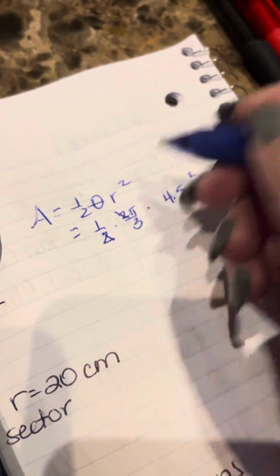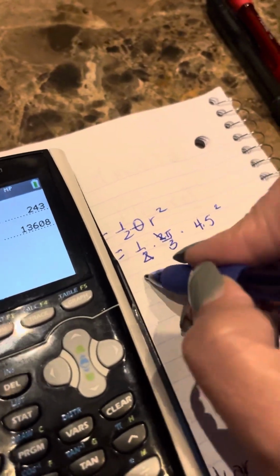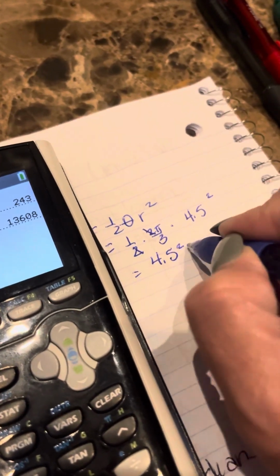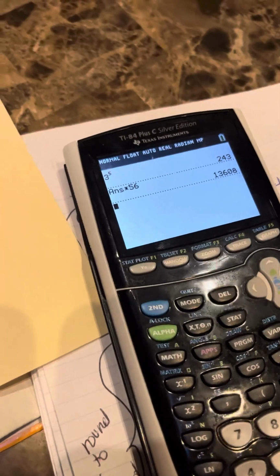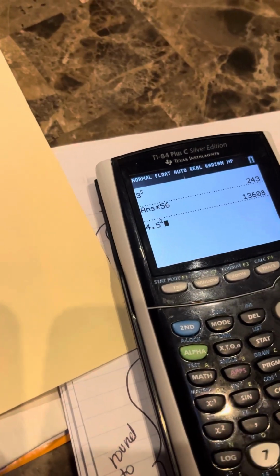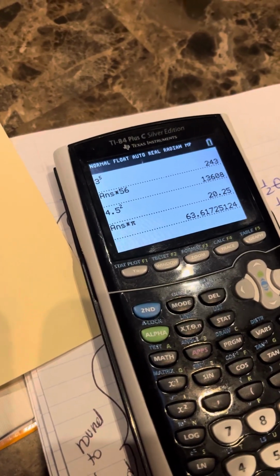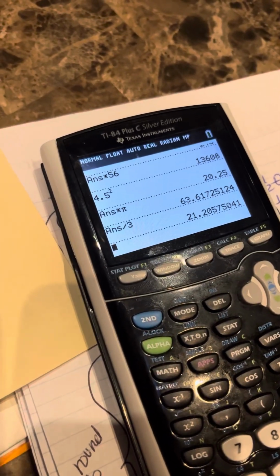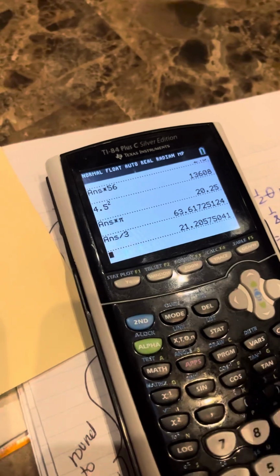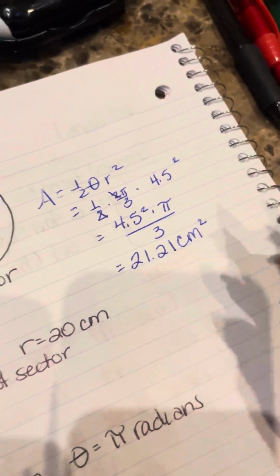So if I wanted to make my life easier, I could cancel off these 2, so that'd give me one less thing to put in the calculator. But it's not a big deal. So I end up putting in the calculator 4.5 squared times pi, all divided by 3. Or if you left the 2's in there, then you'd have to put the 2's in there too. So squared times pi divided by 3. And you end up getting 21.21, 2 decimal places. And this was given to us in centimeters. And so it's going to be centimeters squared since it's area.